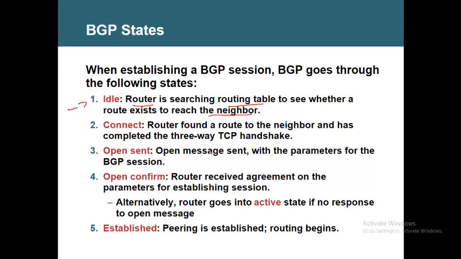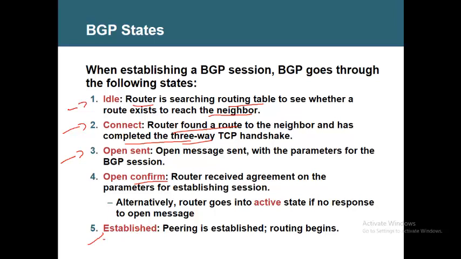Because it's TCP based, it needs an IP path. Now, once the route is found, it will do a three-way handshake. The route is found, it does the three-way handshake, and it gets completed. That is what is called the connect state. Once the three-way handshake is over, the open message will be sent to the neighbor, and if the neighbor is receiving the open sent message, then the neighbor will confirm by saying I'm ready to establish, and it will go to established.